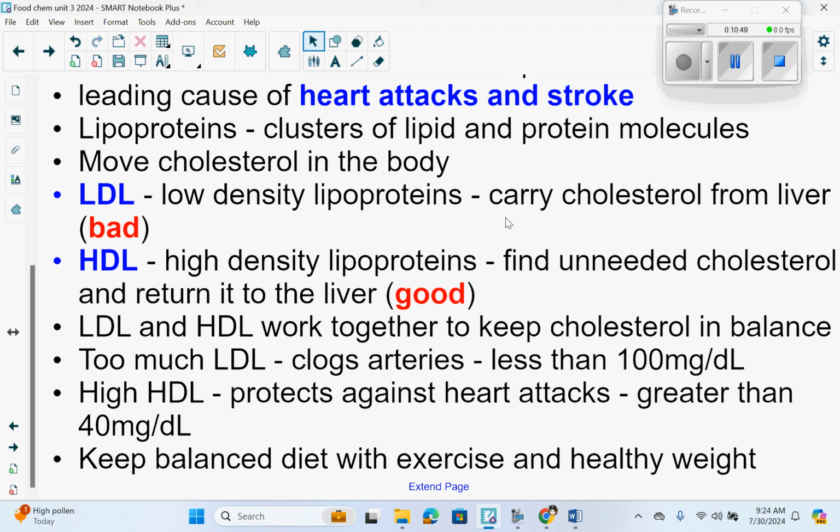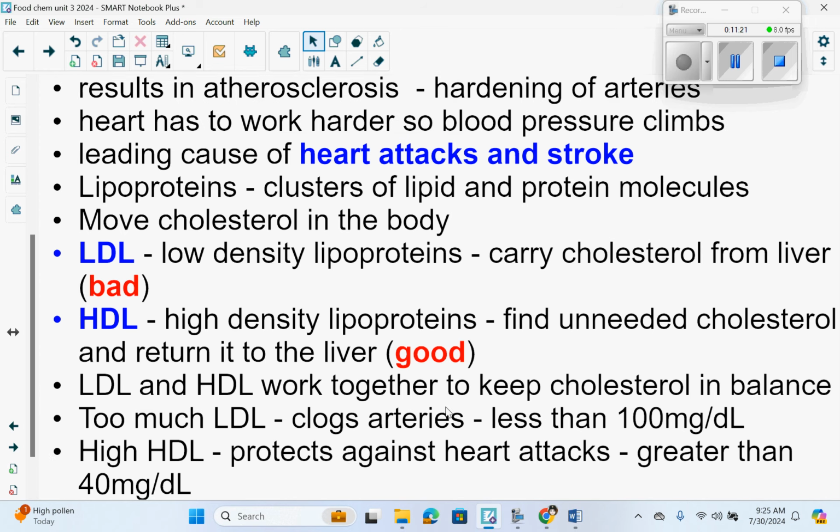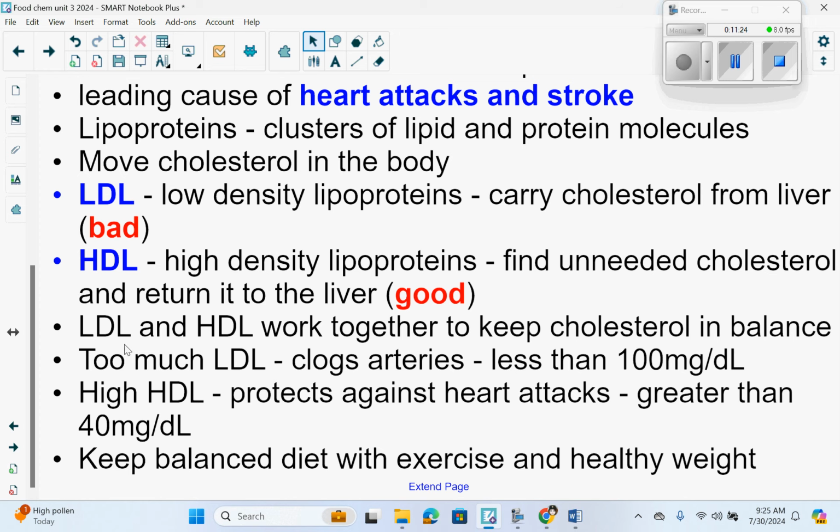Now, LDL and HDL need to work together to keep your cholesterol in balance, right? Too much LDL clogs the arteries, so you need less than 100 milligrams per deciliter in your blood. High HDL protects against heart attacks, and it's better to have numbers greater than 40 milligrams per deciliter in your blood. And you can get these levels if you have a blood test. If you keep a balanced diet with exercise and healthy weight, you can manage your cholesterol, but again, for a lot of people, it's tough, so this is a health issue.